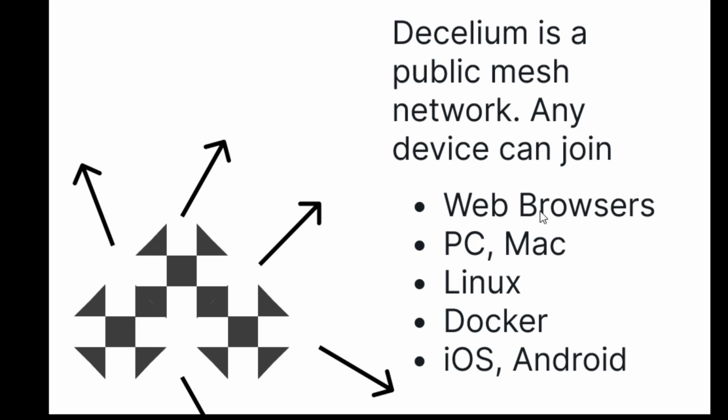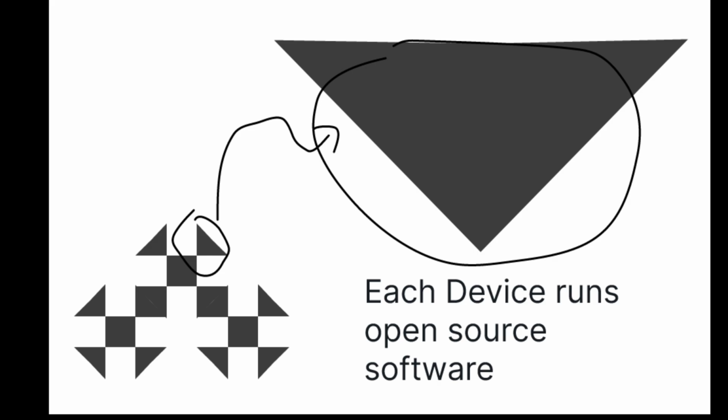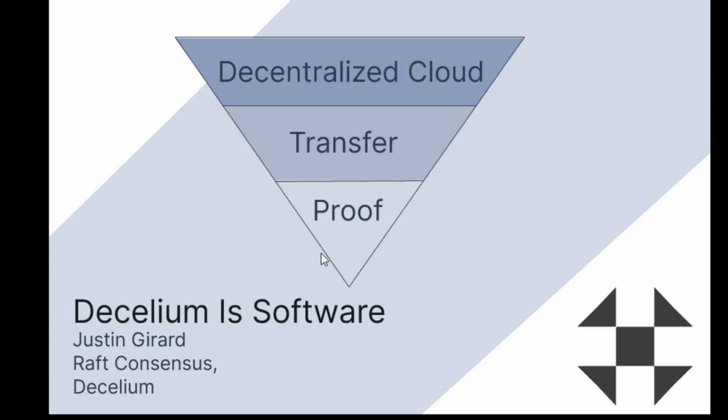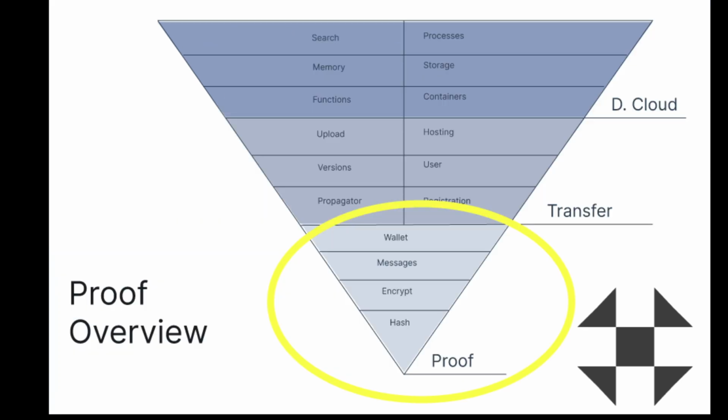When I'm talking about the software, you know, the Decelium code base can run on web browser, PC, Mac, Linux, Docker, and to a limited extent iOS, and definitely Android. Each device runs, again, its own open source software, and as I mentioned, there's three layers. So let's start getting into the layers now.